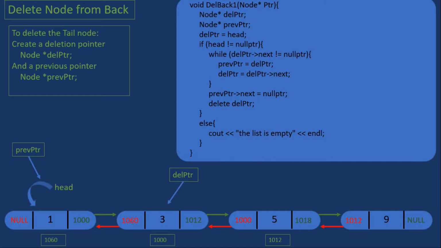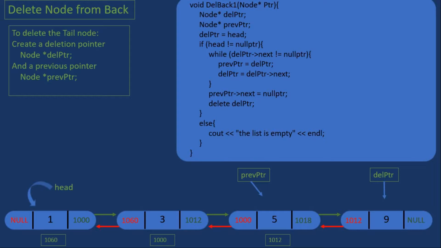And the second node's next pointer is not null, so we're still in the while loop, and we point the prev pointer to del ptr and advance del ptr to the next node. And the third node's next pointer is also not null, so we're still in the while loop. We point the prev pointer to del ptr and advance the del pointer to the next node. Now the del pointer is pointing to the fourth node, and its next node pointer is pointing to null, so we exit the while loop.